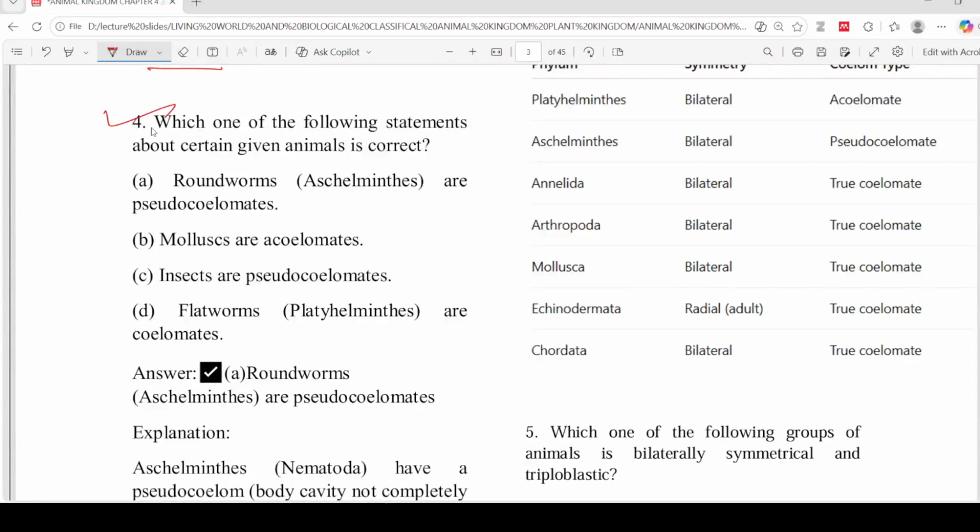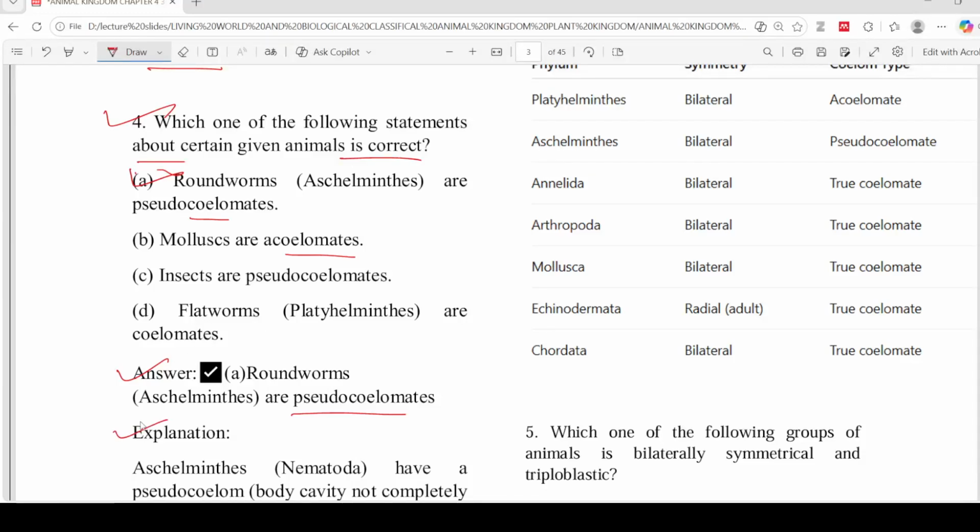So next question: which one of the following statements about certain given animals is correct? Roundworms are pseudocoelomates and mollusks are acoelomates. Insects are pseudocoelomates. Flatworms are coelomates. So you have to choose the correct statement. The correct statement is that roundworms or aschelminthes are pseudocoelomates. So the correct answer is option A. Roundworms are aschelminthes, which have a pseudocoelom. And flatworms or platyhelminthes don't have any kind of coelom.